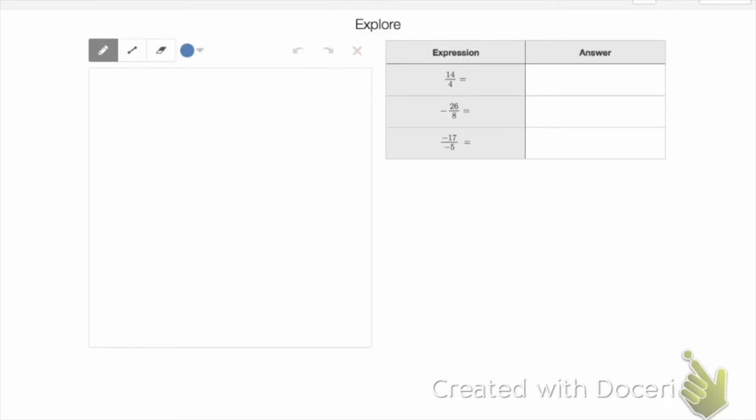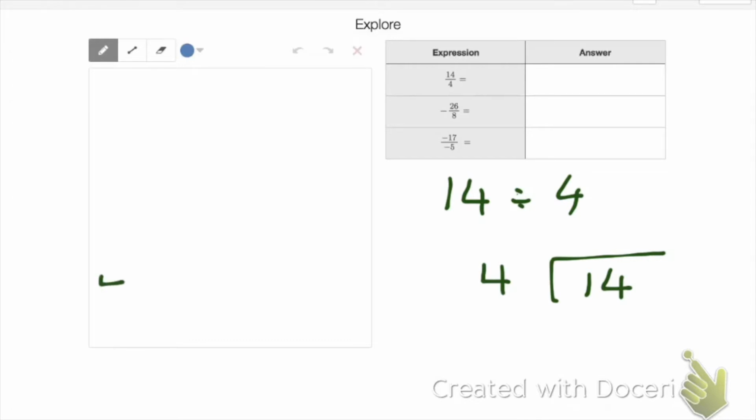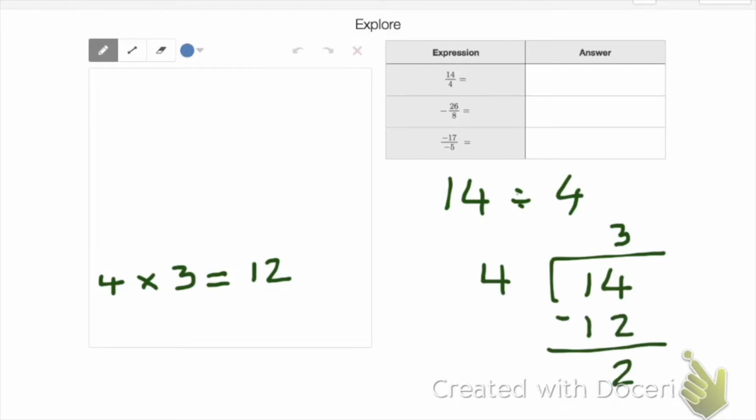Next one, 14 divided by 4. How can we set it up? So 14 over 4 means 14 divided by 4. So for the long division setup, 14 is going to go under the bar and 4 is going to go outside. If you look at the multiplication chart, 4 times 3 equals 12. 14 minus 12, you have 2 left over.